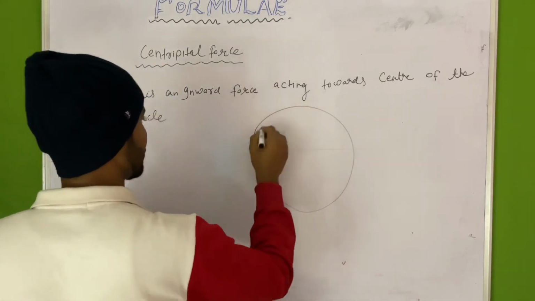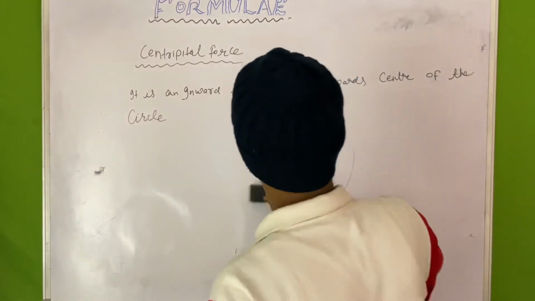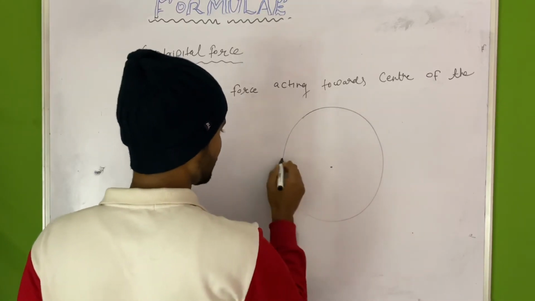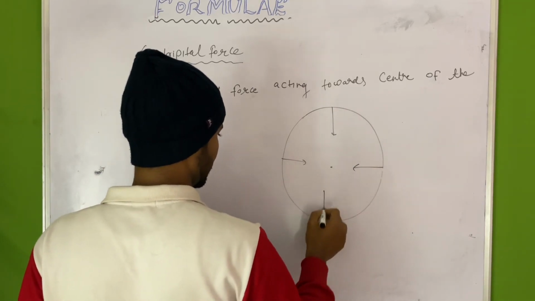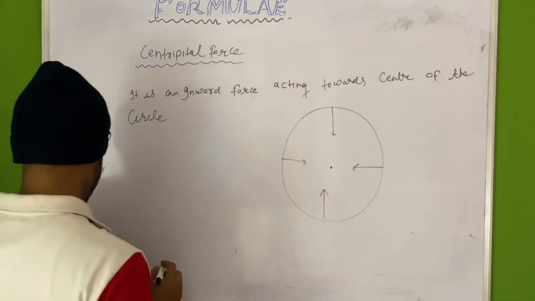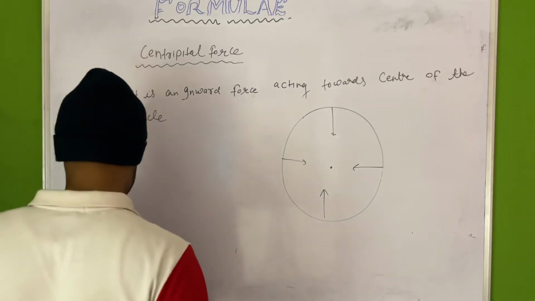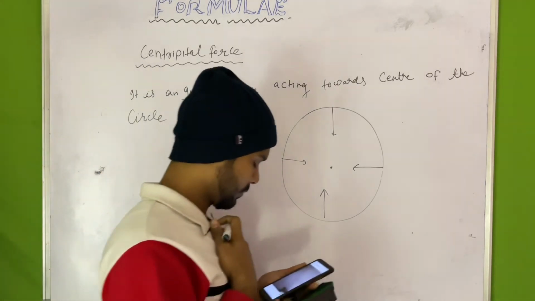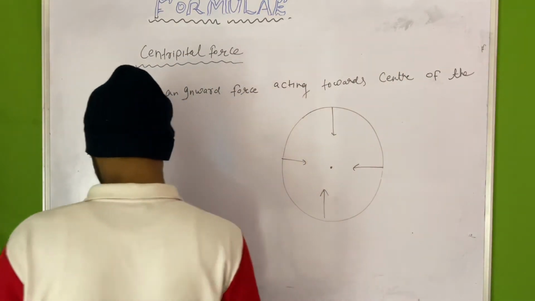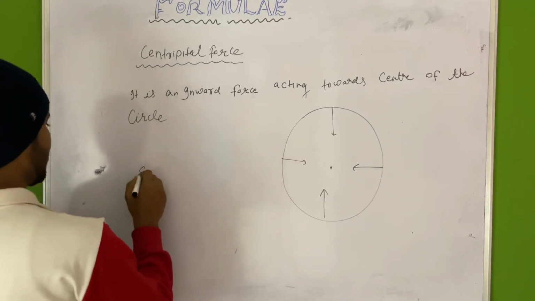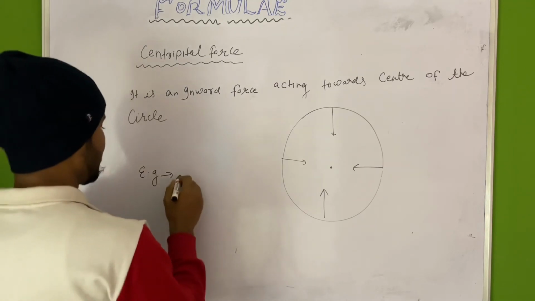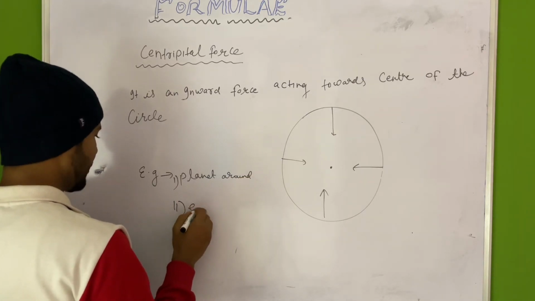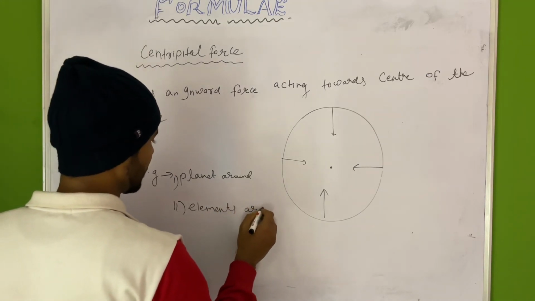Now suppose this is a circle. So the inward force is like this, this, this, this. Force acting toward the center. This type of example is observed in planets around the sun, and electrons around the nucleus.